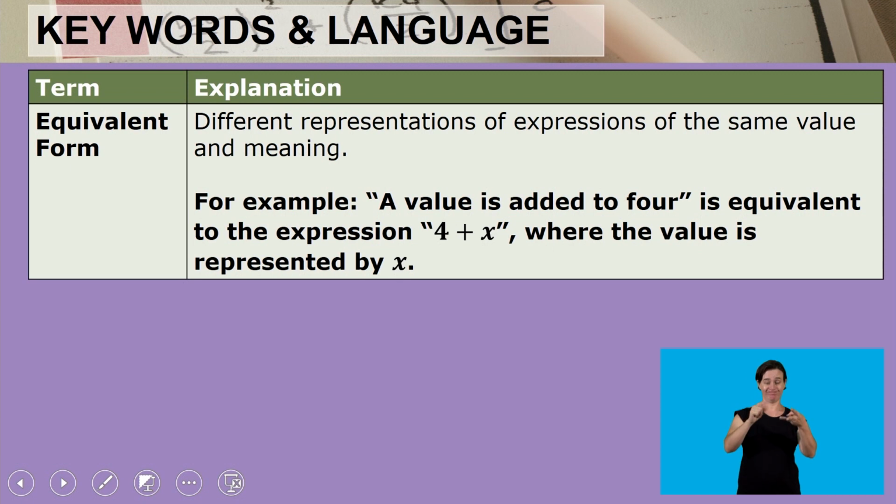Then we have equivalent form, which is different representations of expressions of the same value and meaning. For example, if I have a value that is added to 4 as a word sentence, that is going to be equivalent to the expression 4 plus x, because that shows that a value is added to 4, where that value is represented by x. So that is the equivalent form.